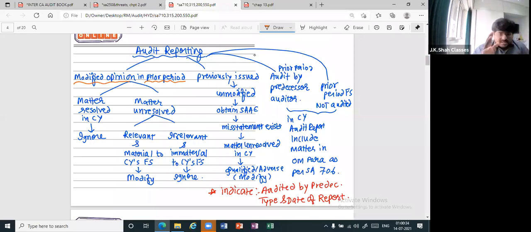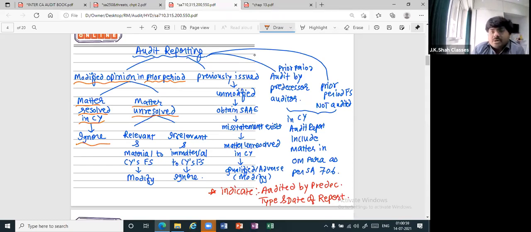Correct. Now, say the matter is resolved in the current year. Will you do anything? No. Then what should you do? Ignore. But if I tell you that whatever was in the last year, the same matter is still relevant, they have not done anything, they have not corrected it, so can I say the matter is unresolved? Now you check whether that unresolved matter is still relevant and material in the current year.